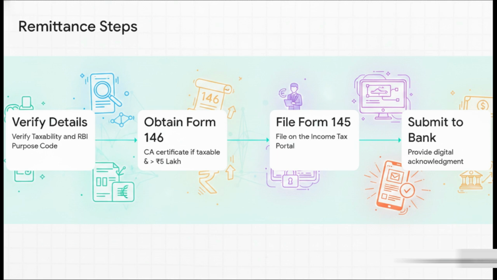Step 3. Log into the income tax portal, fill out the correct part of Form 145, and link that CA certificate. Finally, Step 4. Submit that digital acknowledgement straight to your bank. Because of that new API integration we talked about, if you follow this sequence exactly, your funds are cleared almost instantly instead of being stuck in compliance purgatory for weeks.